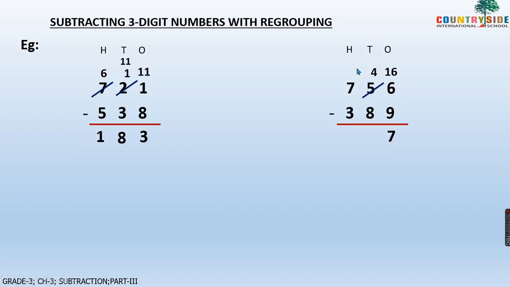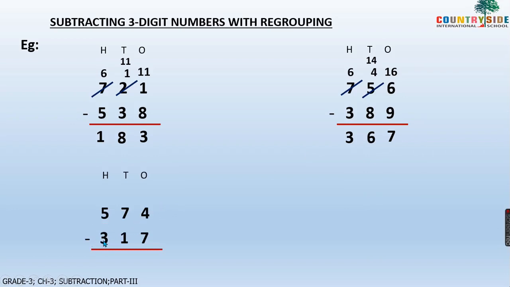Then 4 minus 8 we cannot do. So what you will do is again borrow one number from this 7, cancel this 7 and it will become 6, and this 4 will become 14 because we are taking one number from here. Now 14 minus 8 is equal to 6. Then 6 minus 3 we can do, that is equal to 3. So the answer is 367.